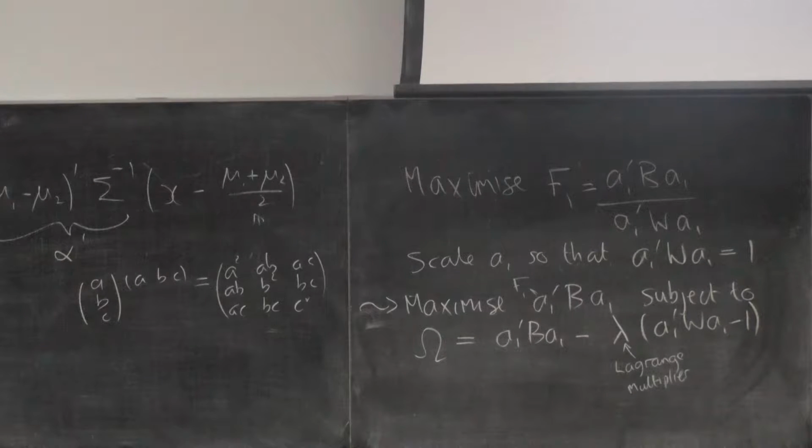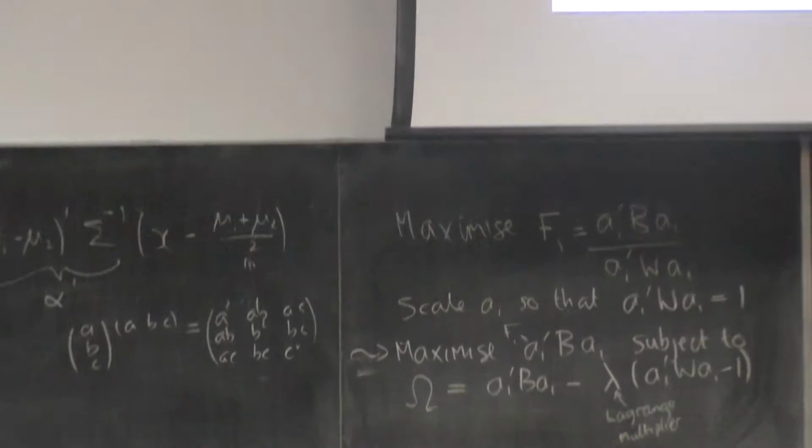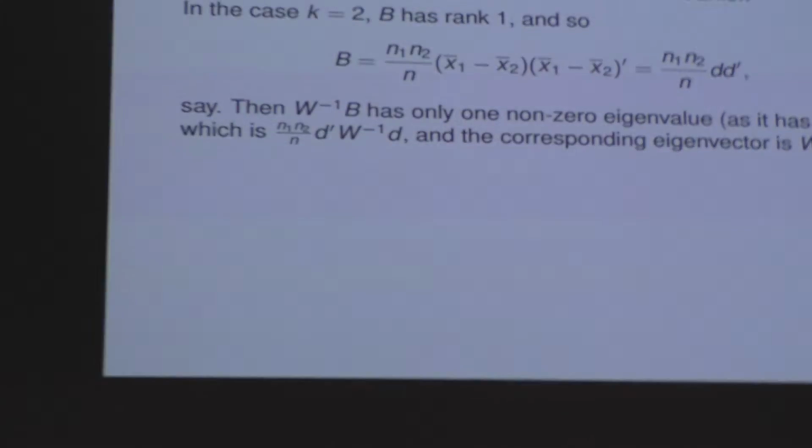And I claim that W inverse D, where D here is this vector of differences between our two group means, is an eigenvector of W inverse B. Let's just verify that.